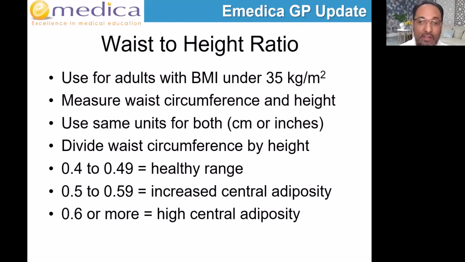In terms of interpreting the outcome, 0.4 up to 0.49 is within the healthy range. 0.5 to 0.59 suggests they've got increased central adiposity and increased risk. And 0.6 or more is high central adiposity with significantly increased risk.